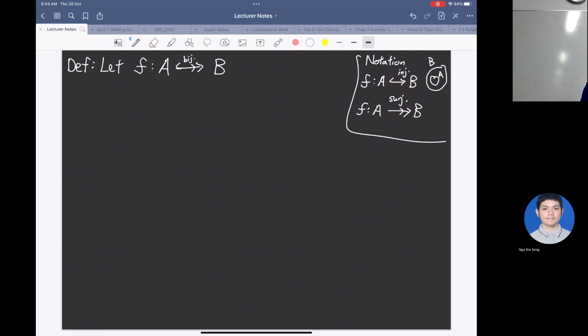So let f be a bijection. We will define the inverse function.